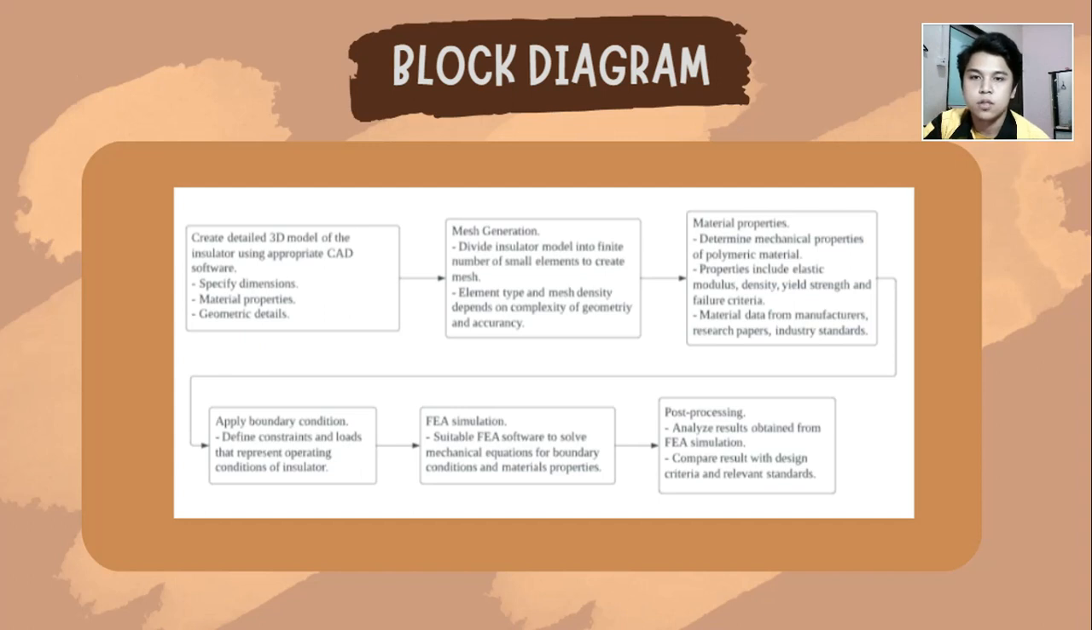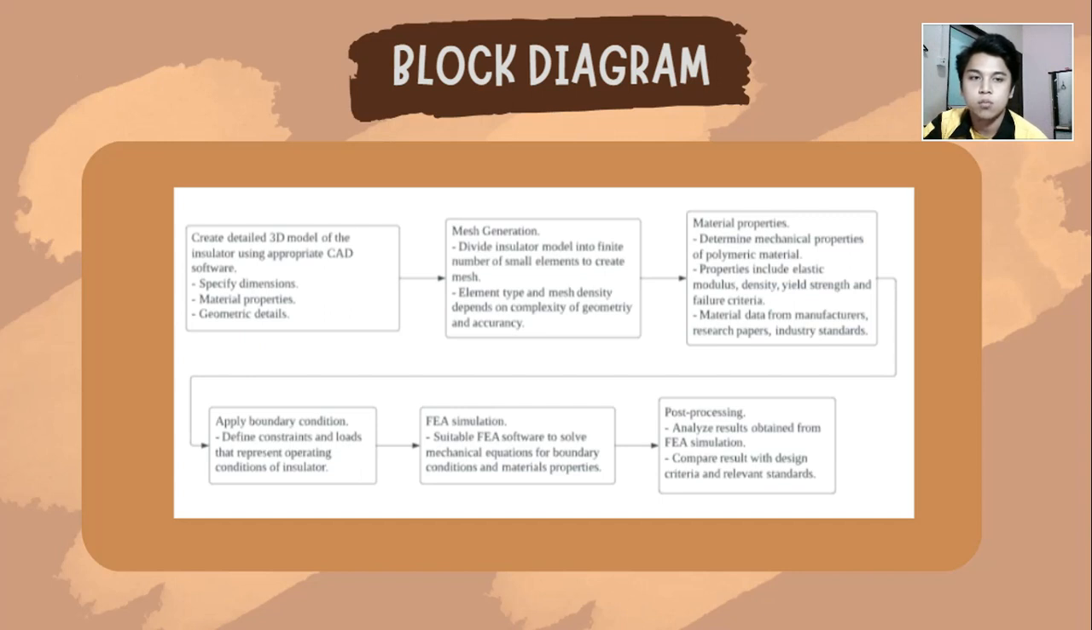Now we're going to the next part, which is the block diagram. It consists of six blocks. The first one is to create a detailed 3D model of the insulator using appropriate CAD software. First things first, we need to specify the dimensions, material properties, and geometry details.